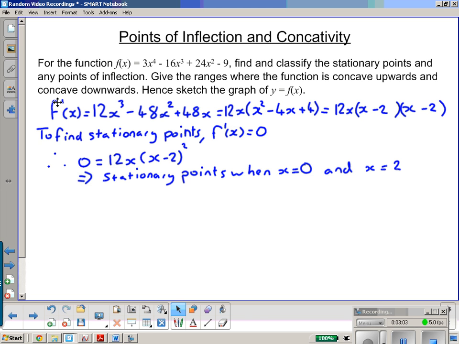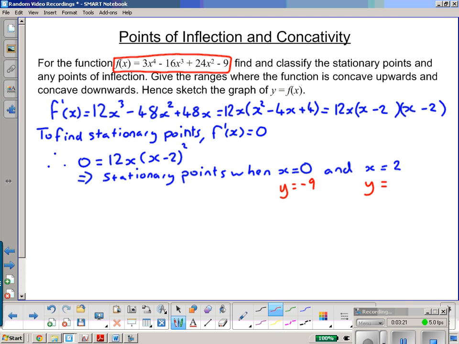We can find the y coordinates. Now remember, to find the y coordinates, we have to use the original function. So we substitute the values in. So when x is 0, we get y is equal to minus 9. And when x is 2, we substitute that in. We get y is equal to 7.